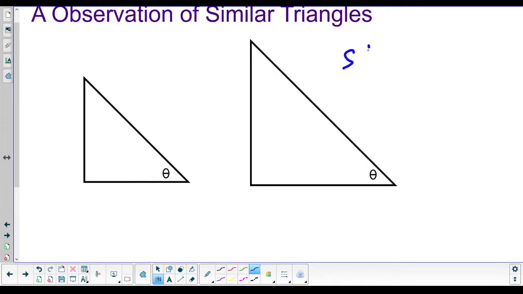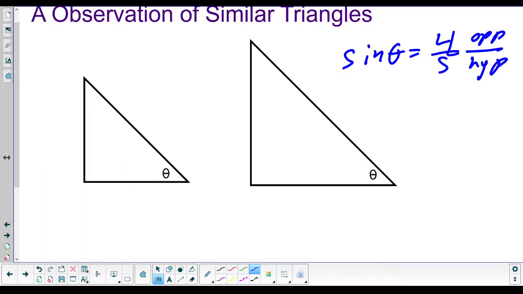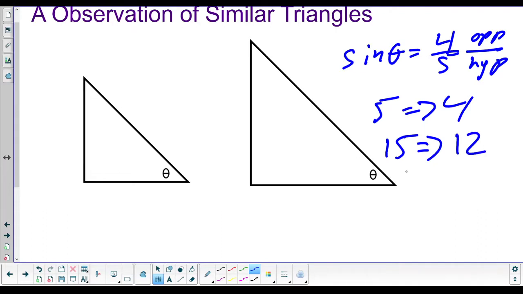If you have sine of theta equals 4 over 5, and then you stretch out that triangle, the ratio of its opposite side to its hypotenuse will always be 4 over 5, meaning the opposite side will be 4/5 of the hypotenuse every single time. So if the hypotenuse was 5, the opposite side would be 4. If the hypotenuse was 15, the ratio should still hold, and this would be 12, right? The ratio should be maintained for any given angle. Okay, let me show you why we care.